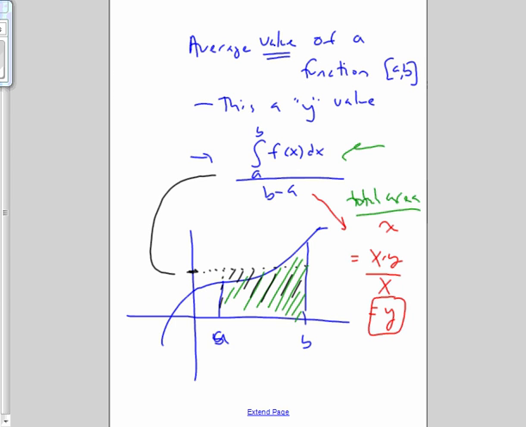So whether I followed my function from a to b, sweeping out that green area, with changing y values, or whether I followed this constant average value over that same interval, I'm going to sweep out the same area. And this is an important idea.